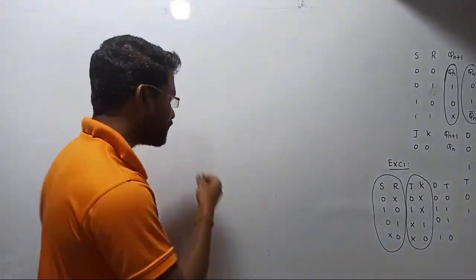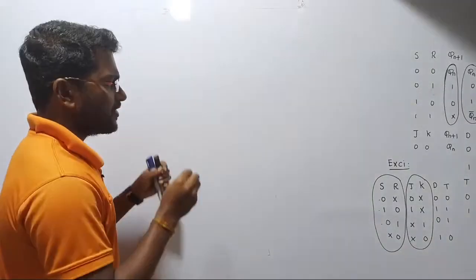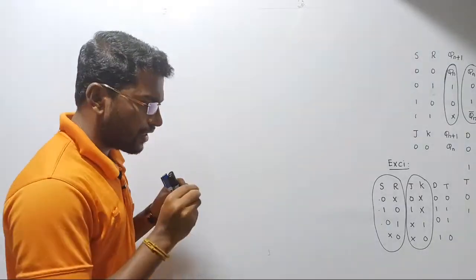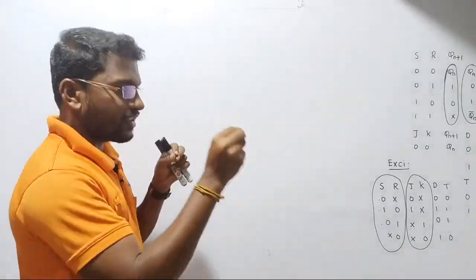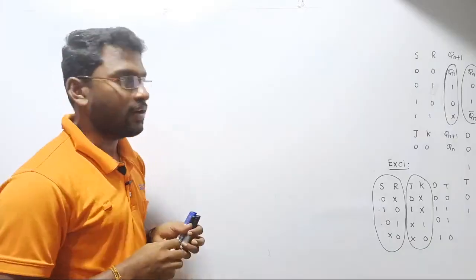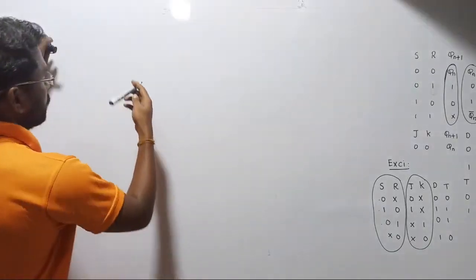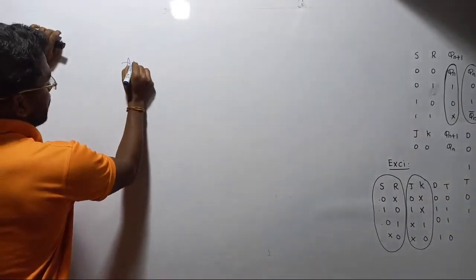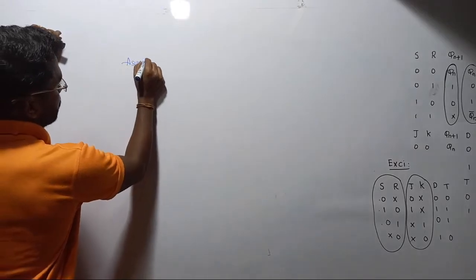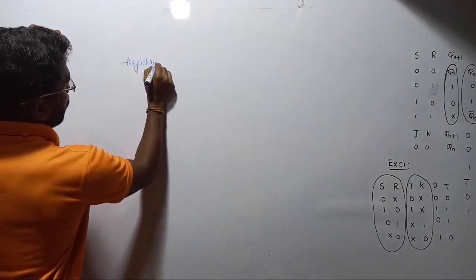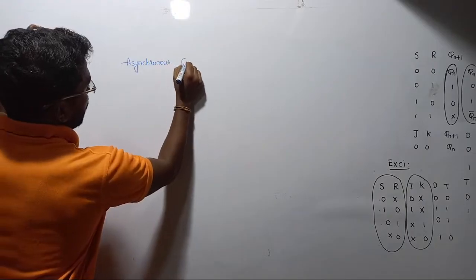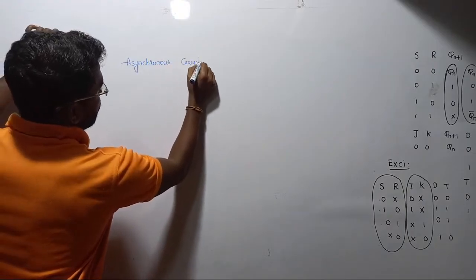What we are going to design now: I said there are two major classifications. One is called synchronous and another is called asynchronous, like our induction machine. So we are going to design an asynchronous counter now.